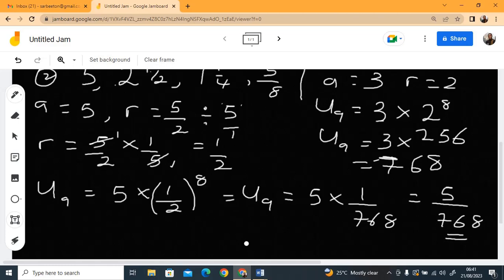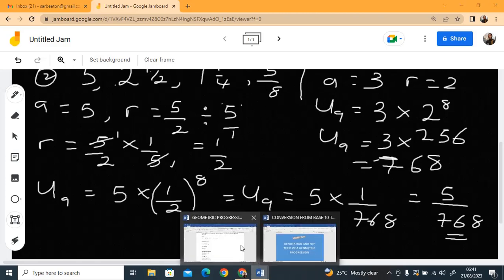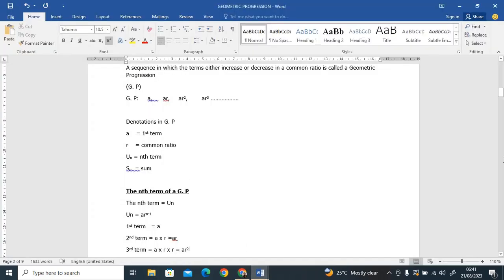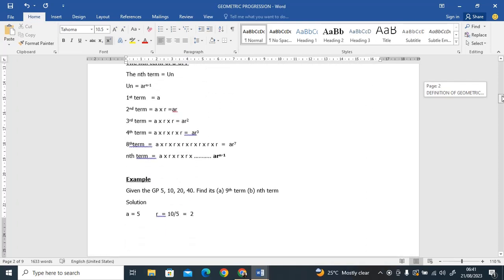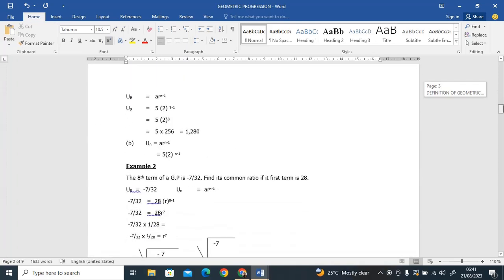So let's look at another question from the notes. Let's solve some questions under the notes, then we'll round up with this particular lesson. No, this one is too simple. Let's look at another one.